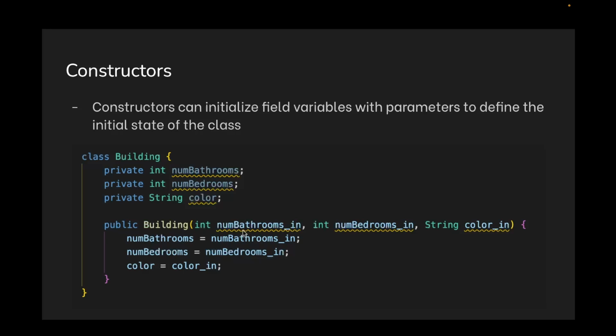So the way that we do that is by setting the field variable equal to the parameter. So like this. And when you would call it, you would say like new Building, and then you would put a number, and then a string, and then those values would be set equal to these three right here. And effectively we've made the Building object and we store that in memory. So that's how, like I wrote here, constructors can initialize field variables with parameters to define the initial state of the class. So yeah, that's how we can make objects with the initial state that's defined by us.